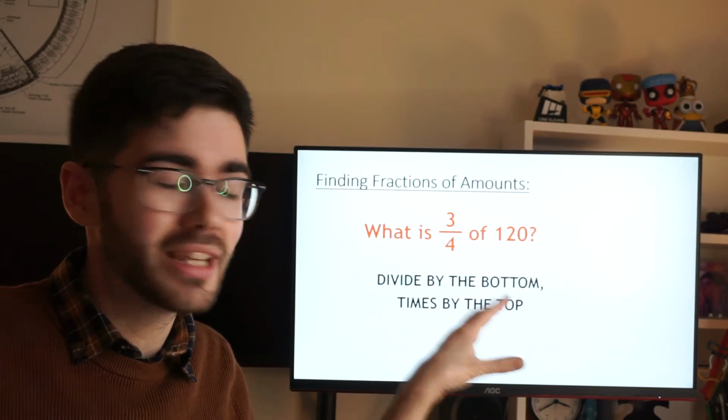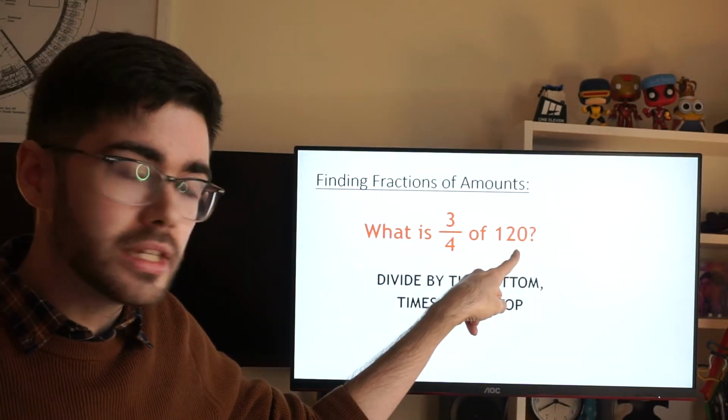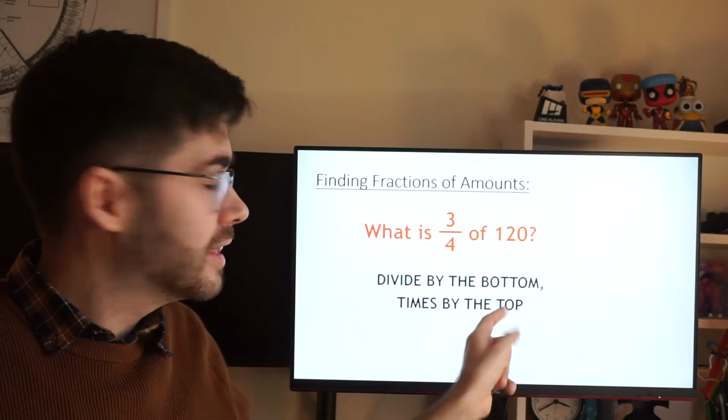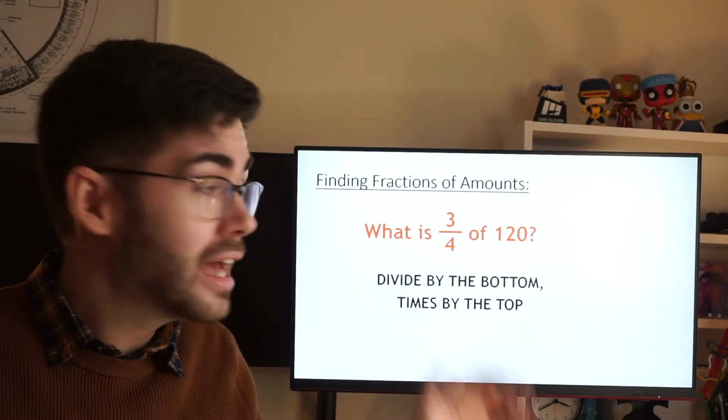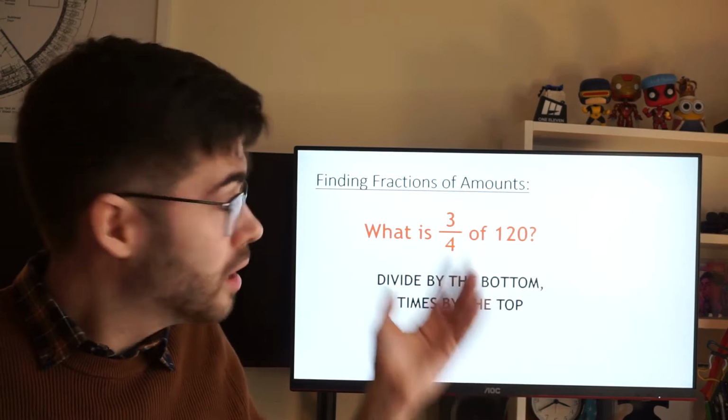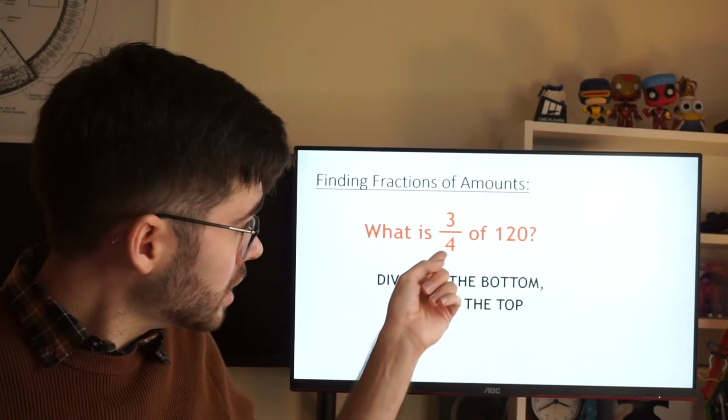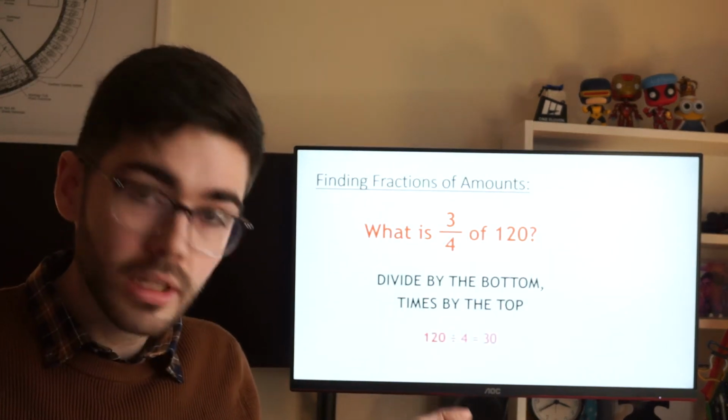This is the key concept here. We take this number, 120, divide by the bottom, and then times by the top. That's how you find a fraction of an amount. And what do we get if we actually do this? So 120 divided by 4 gives me 30. Well done if you said that.